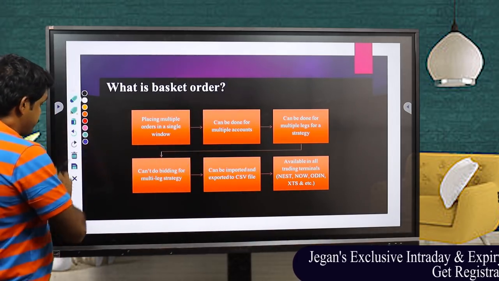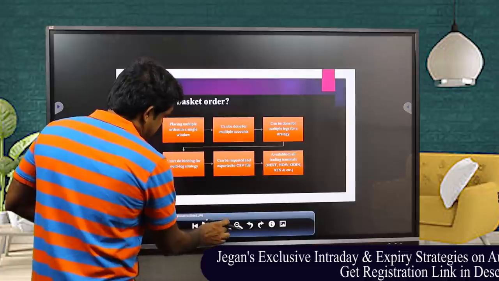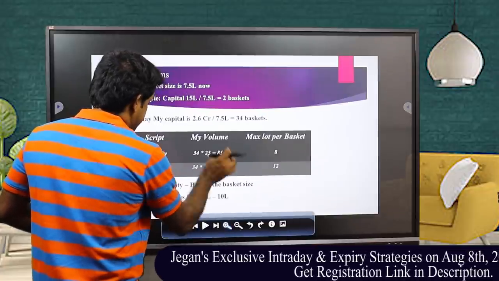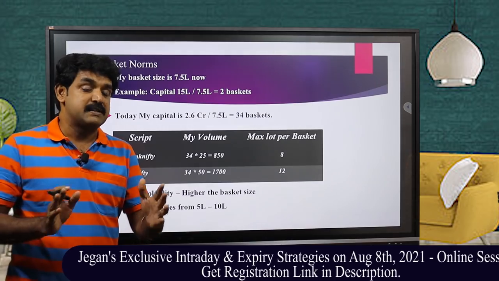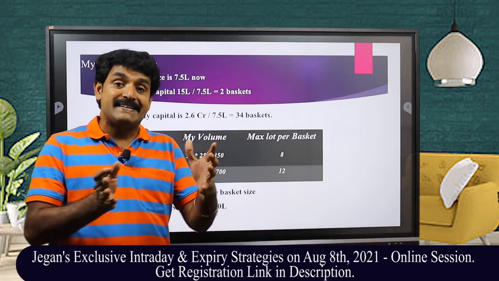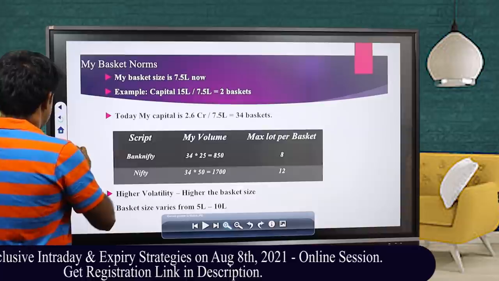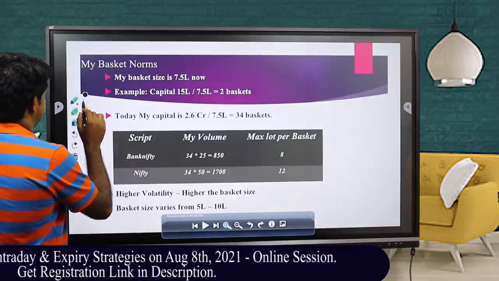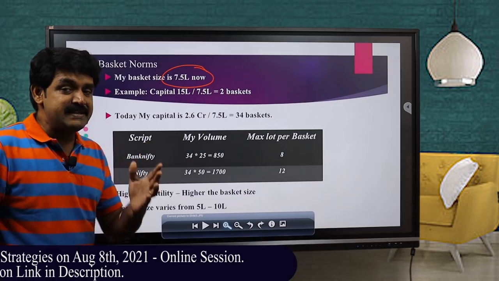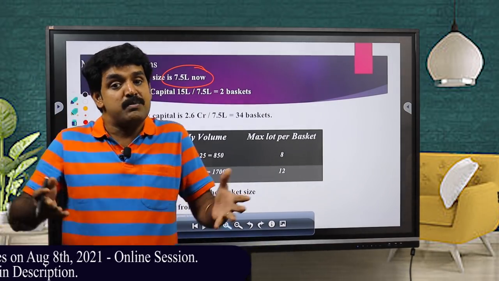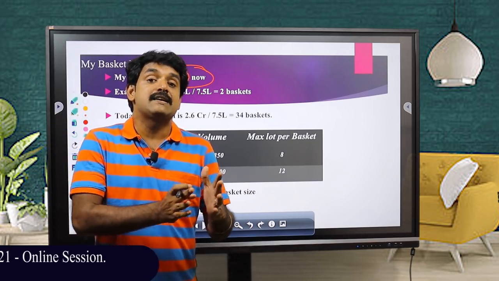So now, coming back to this, let me explain what my basket is. Basket order is different from my basket. Basket order is part of the trading terminal, while basket is the concept I have right now. My basket size is 7.5 lakhs. It means that it does not matter how much capital I have, I always trade for 7.5 lakhs. Why? Because my psychology will not get disturbed.